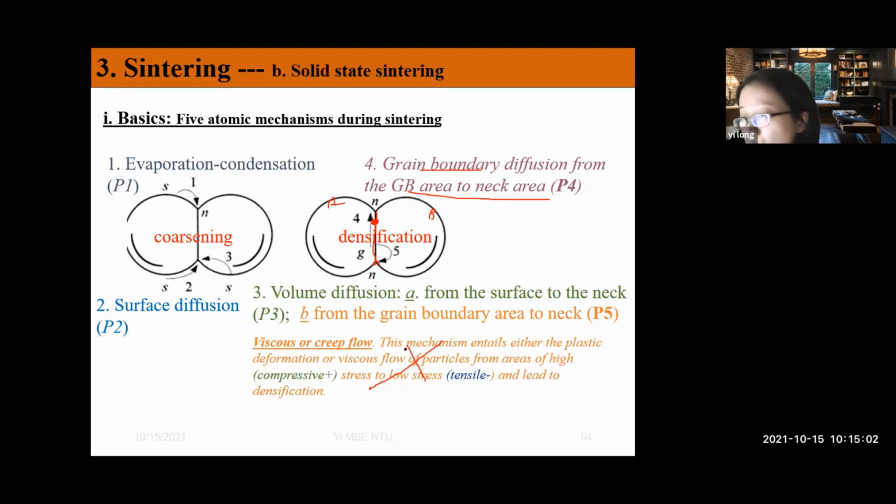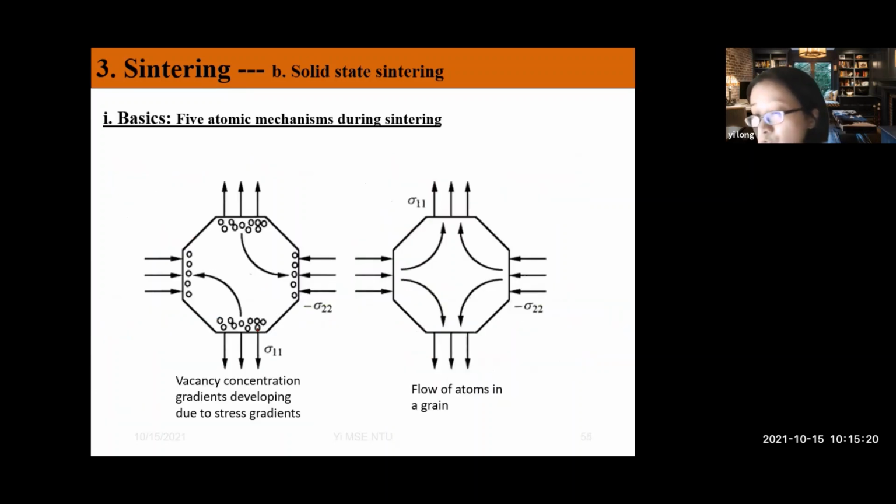Can you just follow me to read through the viscous flow mechanism: either plastic deformation or viscous flow of a particle from an area of high stress, which is compressive, to low stress, which is tensile. This is going to lead to densification. No worry, we just read through. This one is not required. Okay, but let's see this graph.